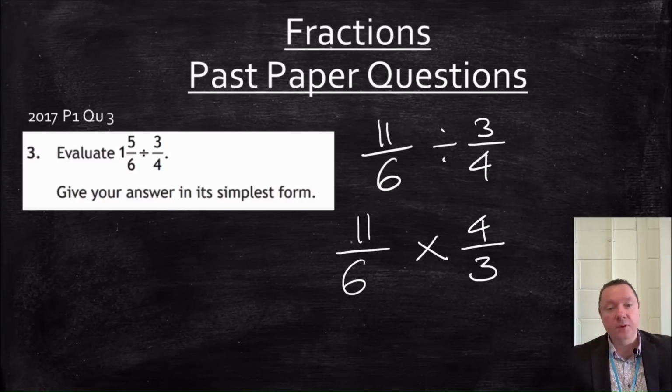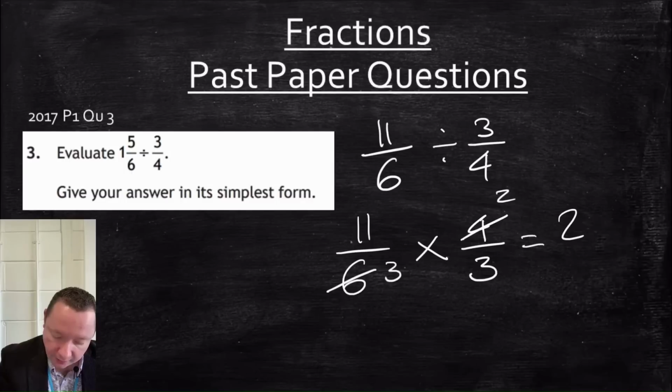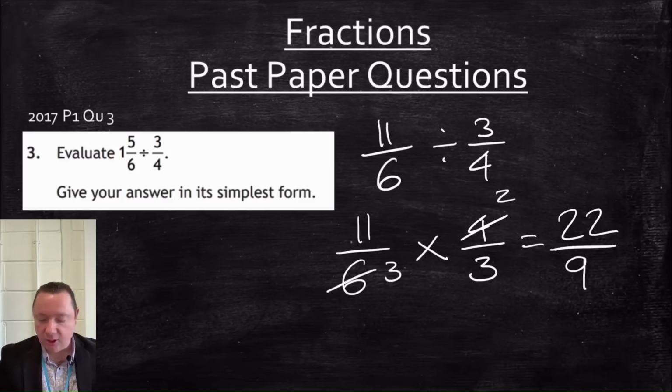We can now simplify in advance or at the end. So I can divide this one by 2 to get 2, this one by 2 to get 3, and then our final answer becomes 11 times 2 is 22, 3 times 3 is 9. Just double check there's no more simplification. There is not. At this stage I can leave my answer like that. I do not have to change it back to a mixed number, so that's fine. If I did change it back to a mixed number, I would get 2 and 4/9.